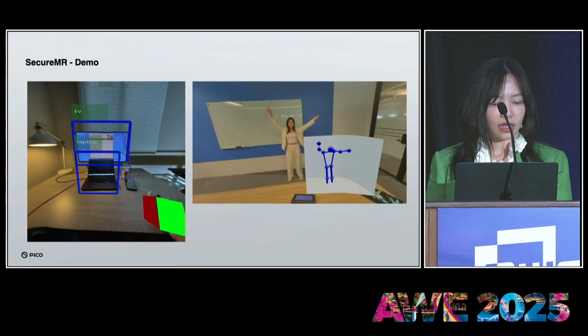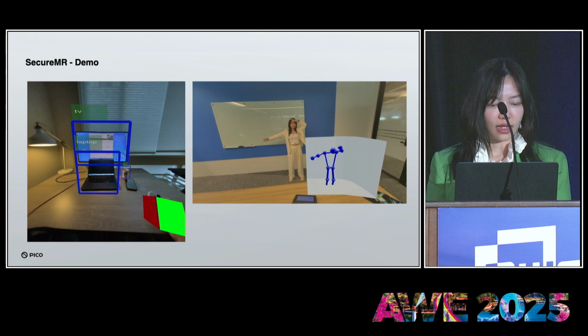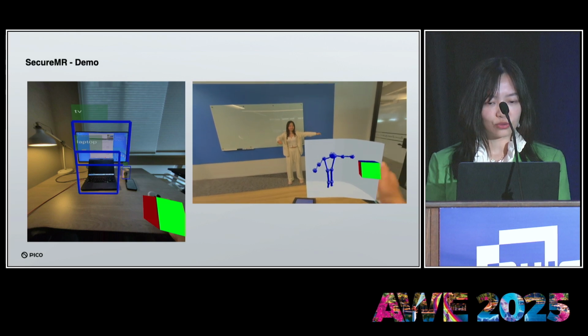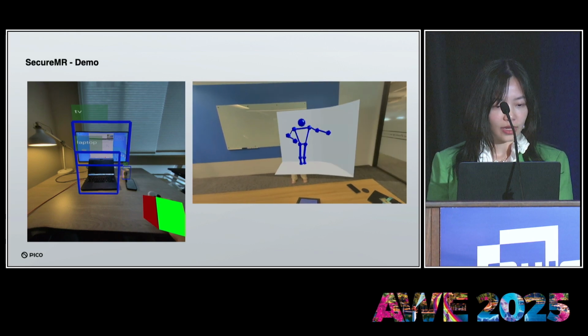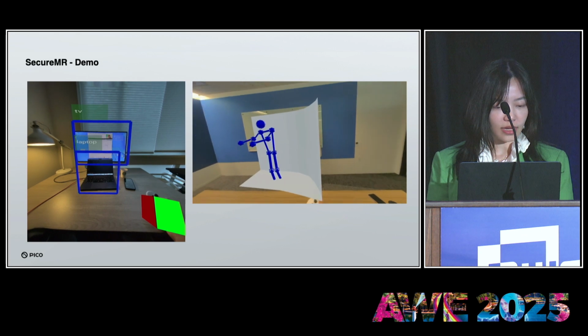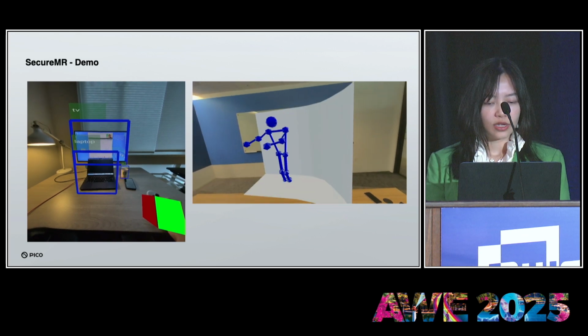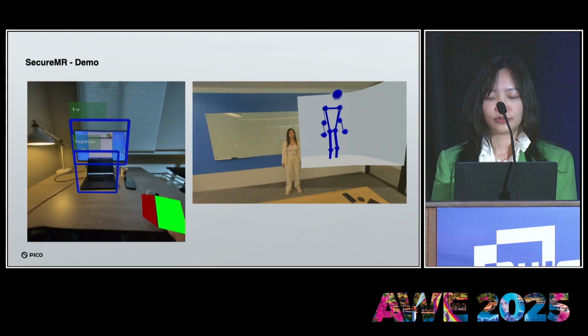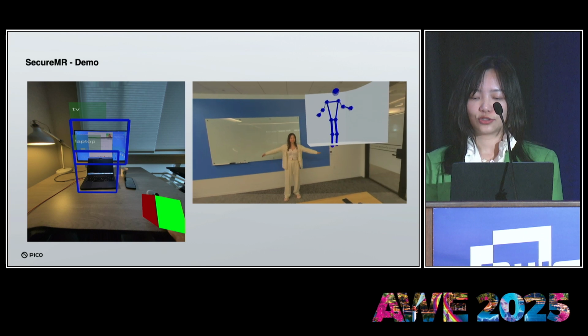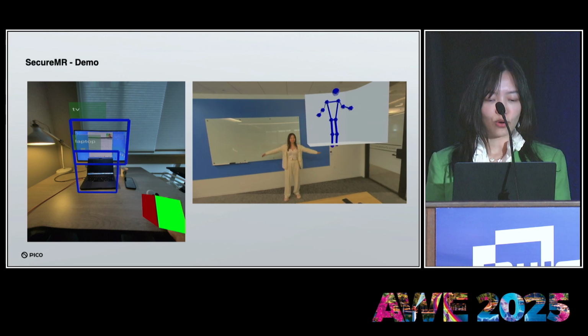And here are two other demos we made through SecureMR. The first one is the object detection model. Through SecureMR, we deploy an object detection model in the pipeline. So when you look at the real world, it can recognize the object you look at.